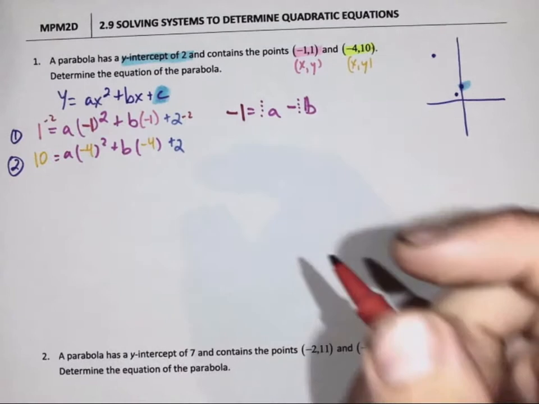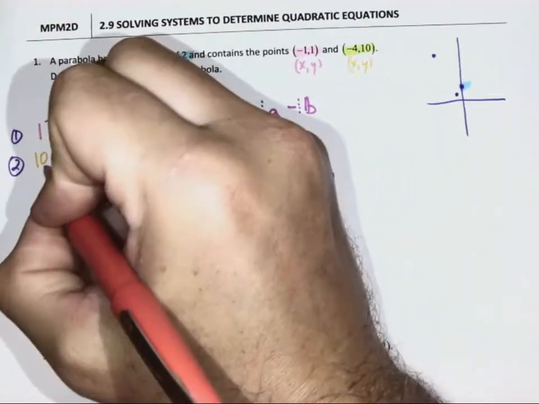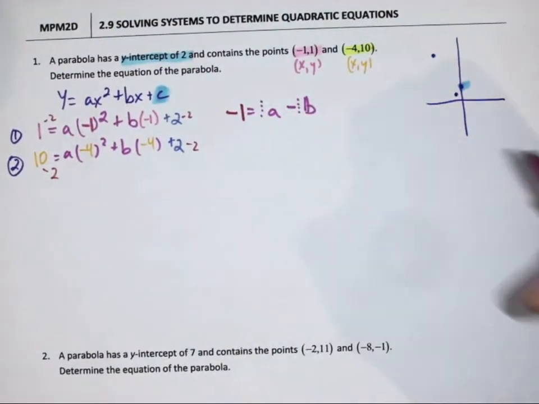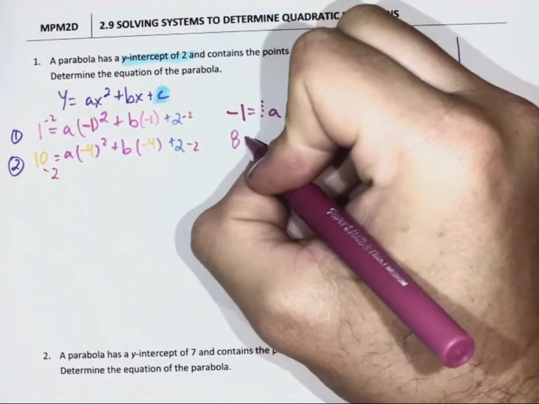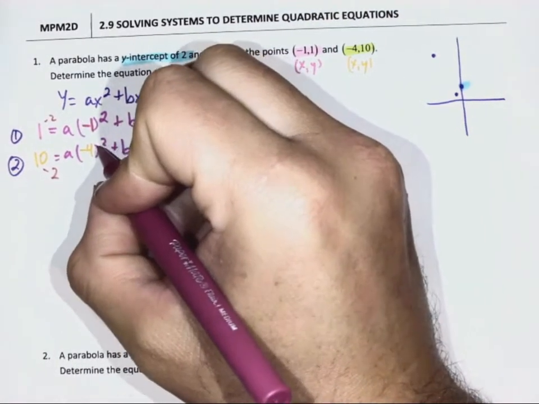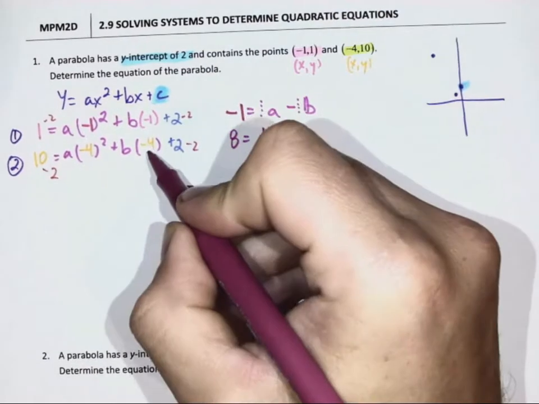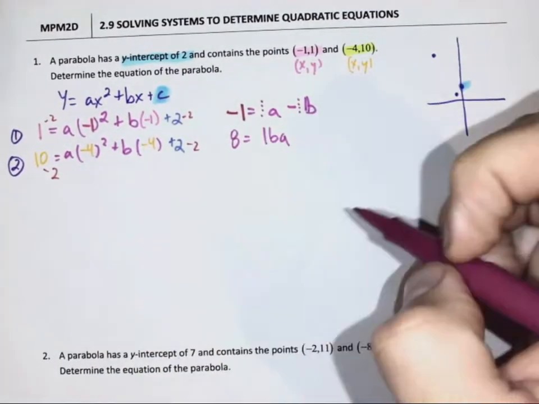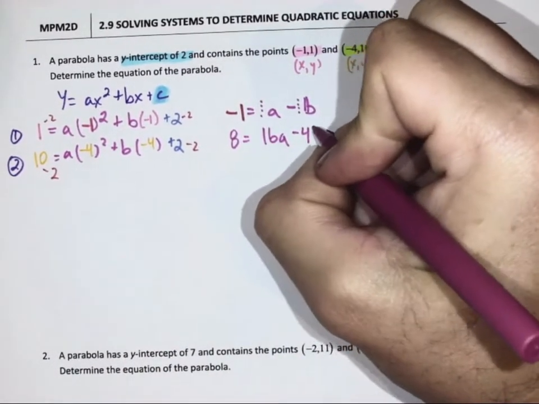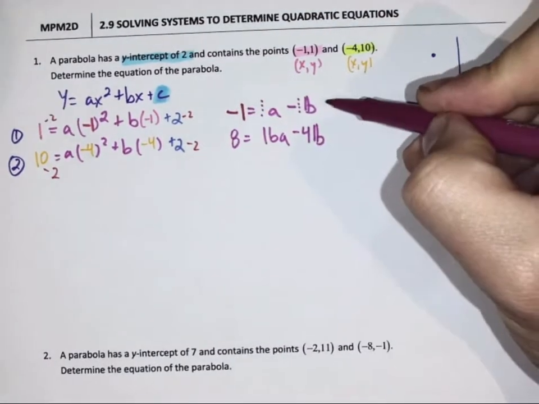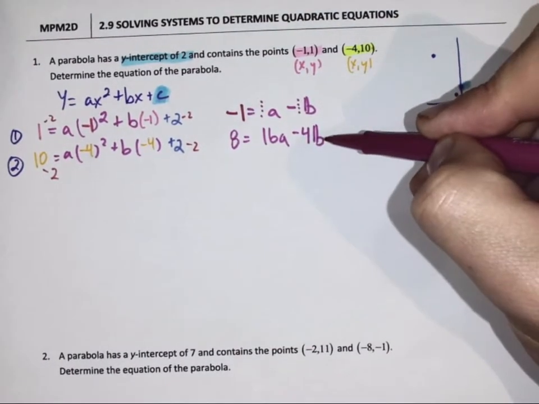Down here, I'm going to do the same thing for equation 2. Take away 2 from the right, take away 2 from the left. 10 take away 2 is 8. -4 squared is 16. a times 16 is 16a. -4 times b, or b times -4, is -4b. There's my new equation 1. There's my new equation 2.